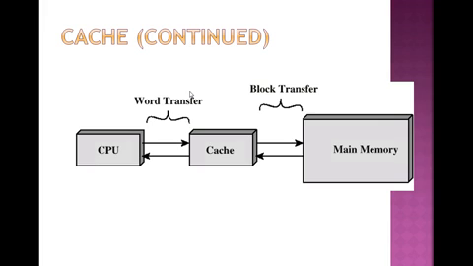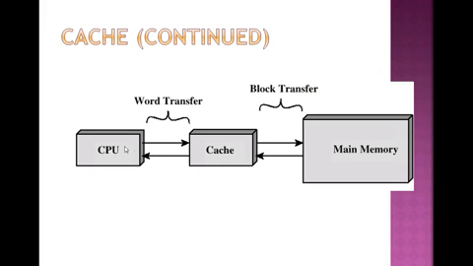This is a diagram of the cache memory. There is a CPU, there is a main memory, and cache memory lies between the CPU and the main memory. There are two bidirectional arrows. One is on the right side, and one is on the left side.